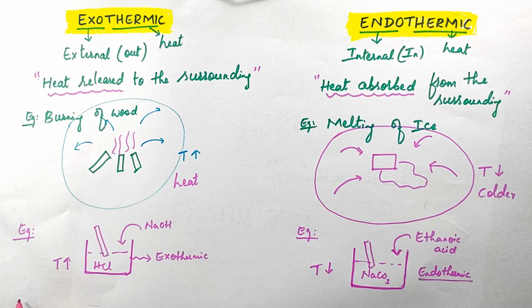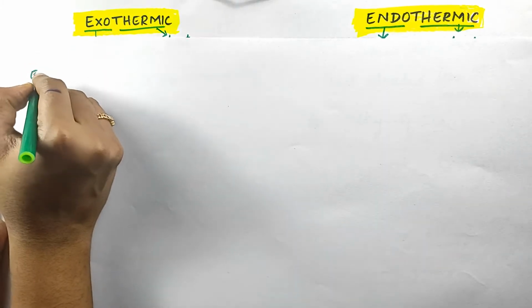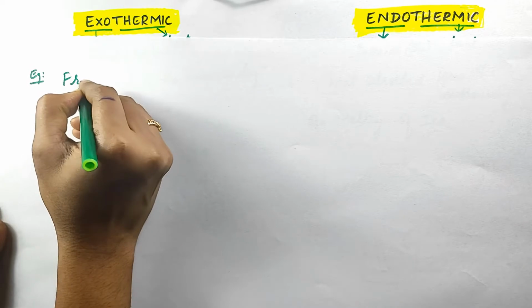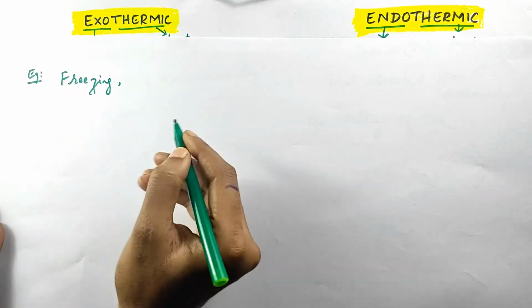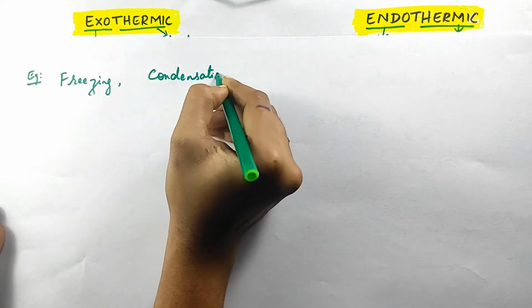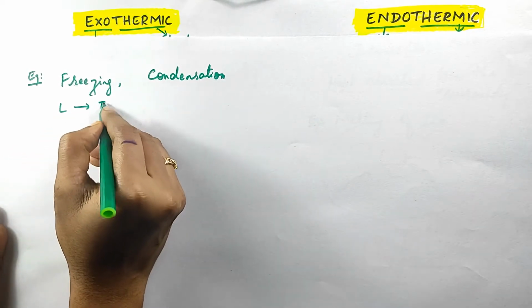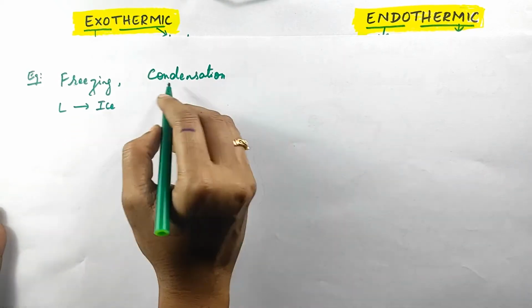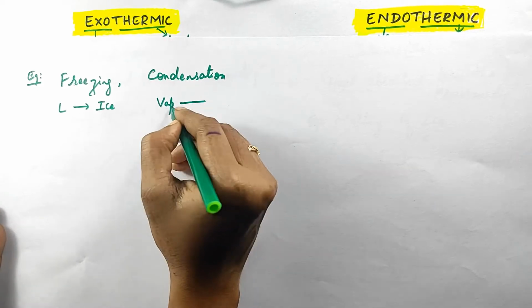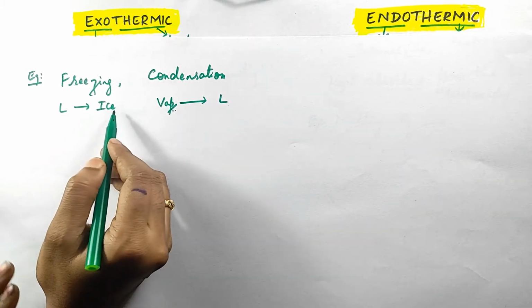So one more example. The next example is freezing. Freezing is also an exothermic process, and condensation is also an exothermic process. Freezing means the liquid is converted into ice, that is water is converted into ice. Condensation means the vapors are converted into liquid.